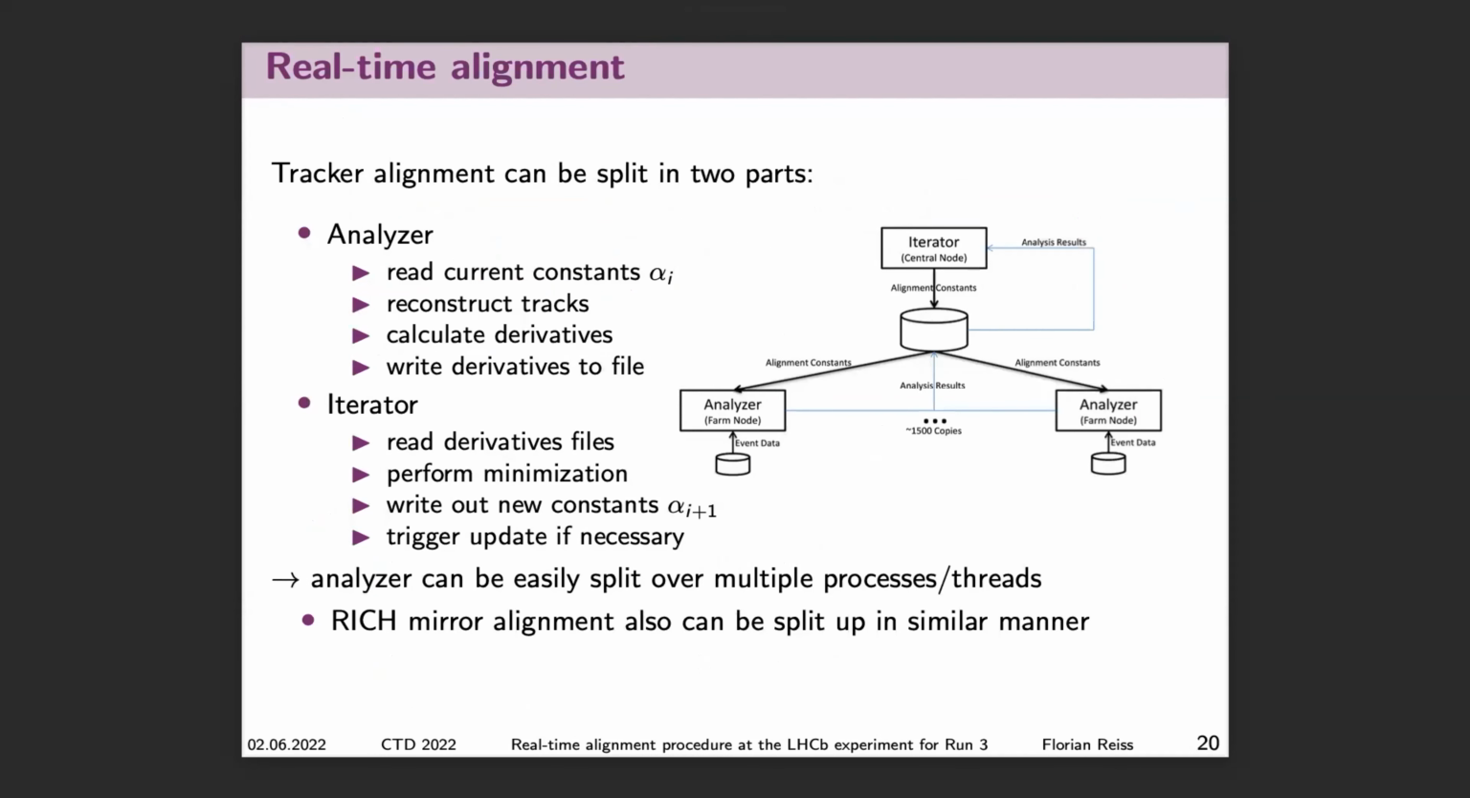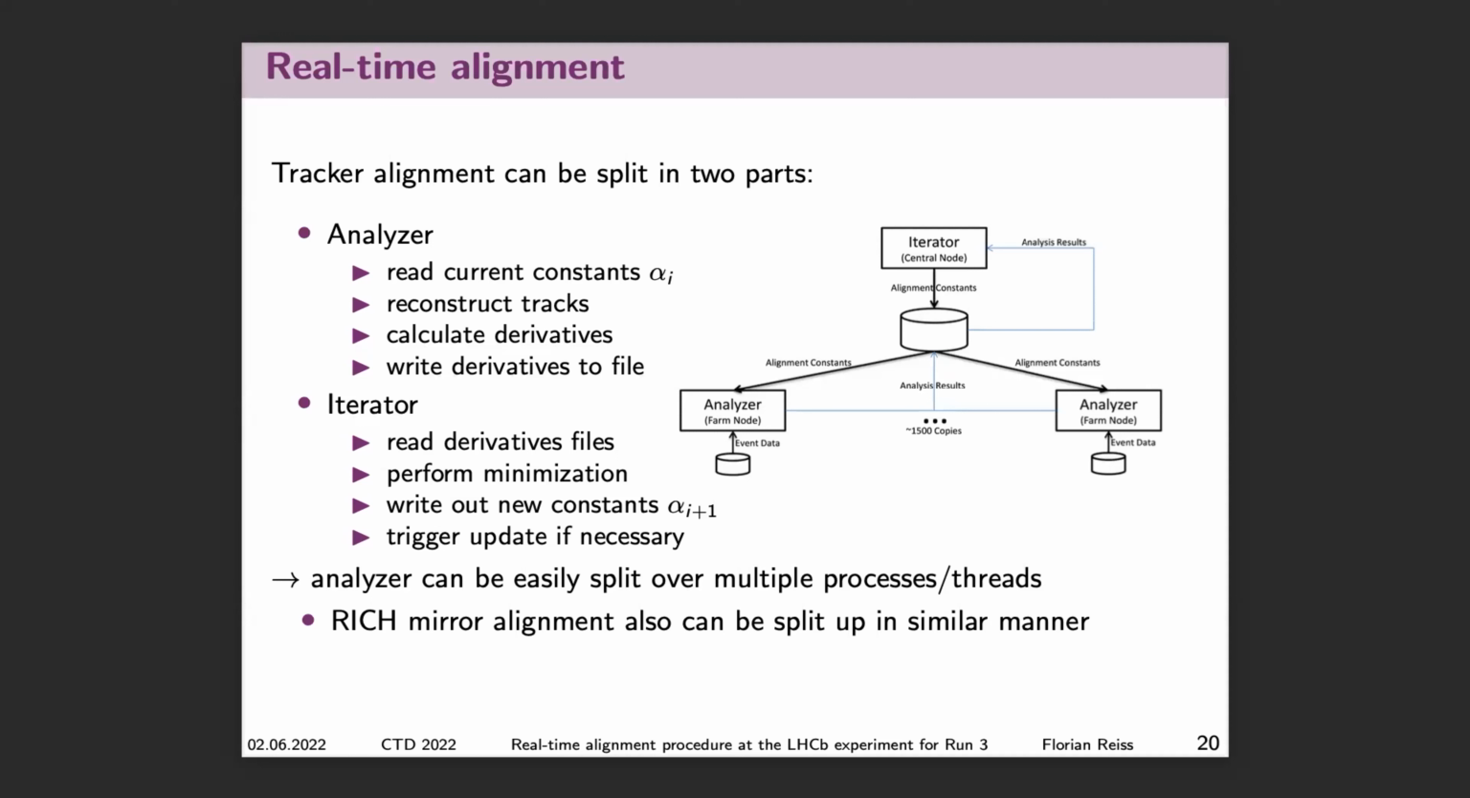Now, to put it in the online framework, the tracking alignment can essentially be split into parts. One is what we call the analyzer task, which reads in the current constants, then does the track reconstruction using those constants, and calculates the derivatives of chi-square with respect to those alpha, and writes those to a file. And then the iterator part reads in the derivative file and performs the minimization step, and then writes out new constants and triggers an update if necessary.